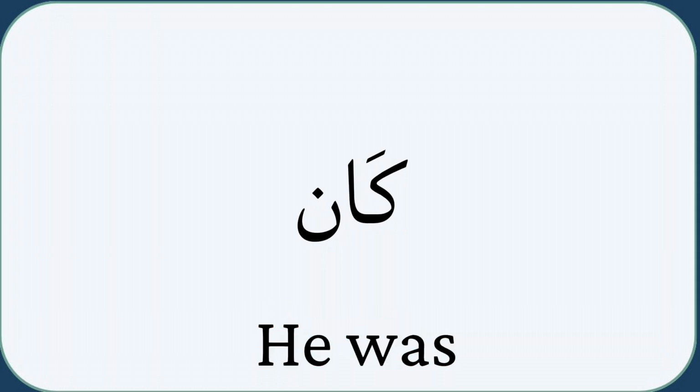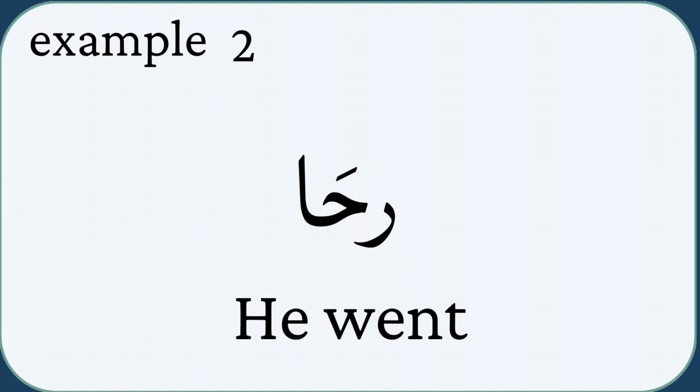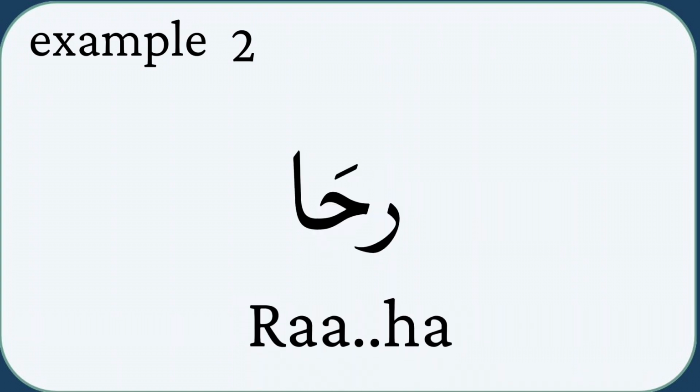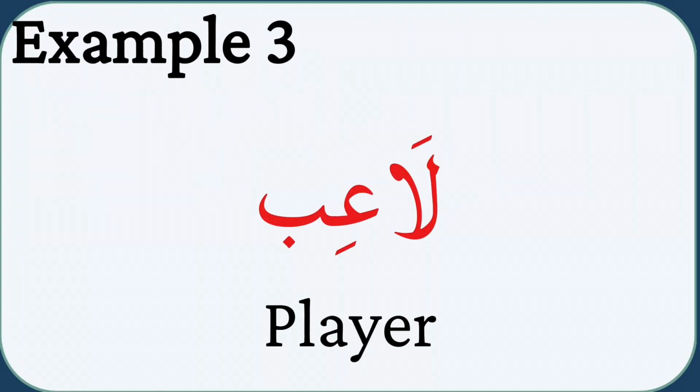Kana, kana means he was. Notice how the alif stretches the ka to kaa. Raha, raha means he went. Without alif, it will just be rah. But now it's raha. La'ab, la'ab means player. Again, the alif stretches the a sound to aa.